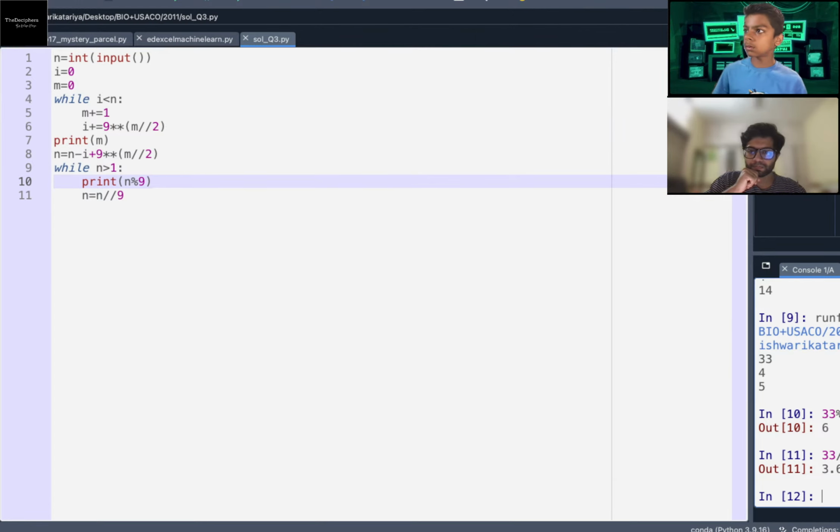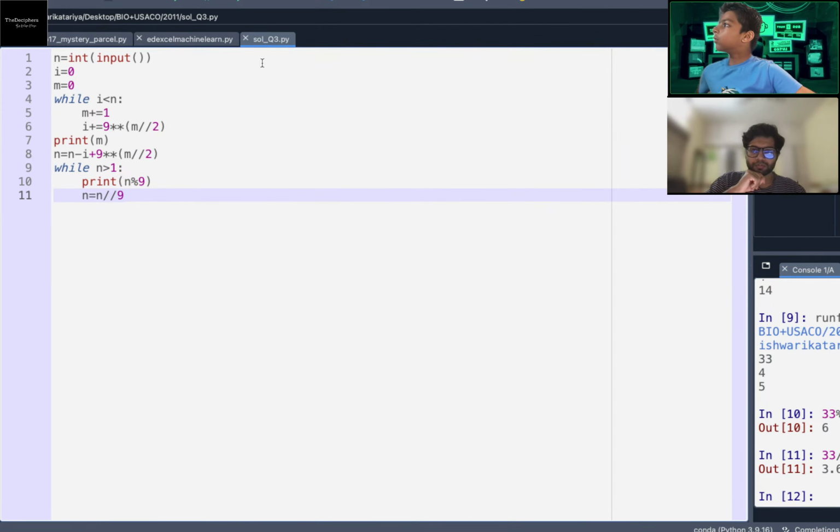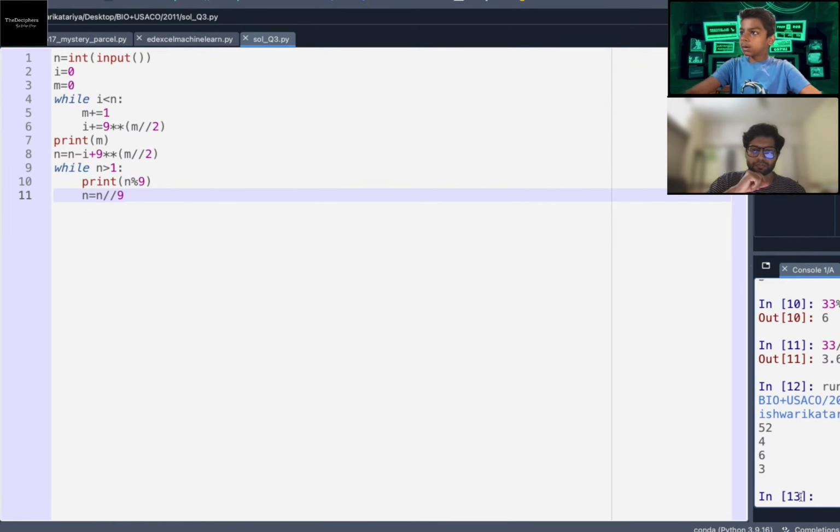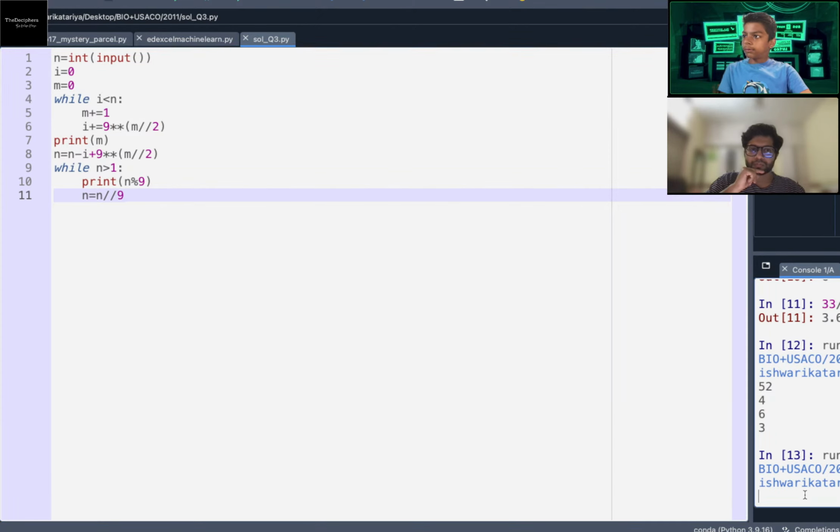What happened? I think it's supposed to output 6 and then 3, but it did. Wait, actually, the input. Oops, I didn't do the right input. It's 52, not 33. Okay, I put 6 and 3. It works. Okay. So then let's just do one really complicated input.